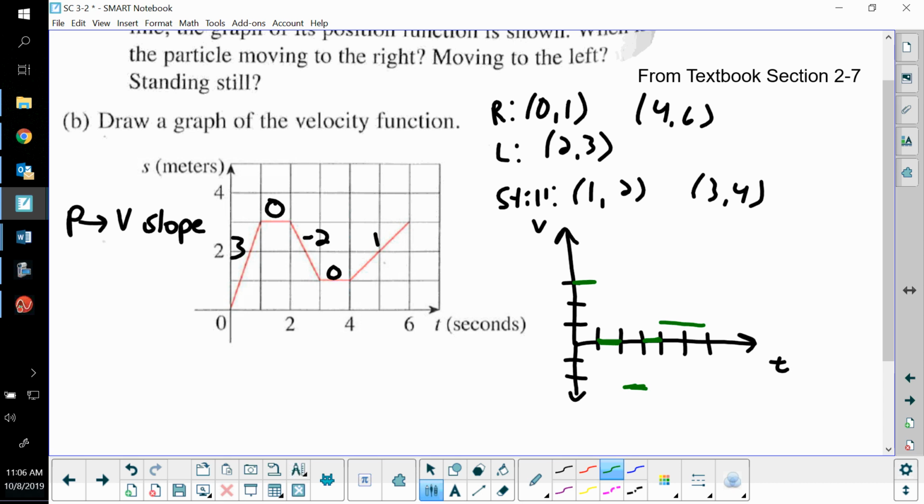So we talked about how the slopes in the position graph gave us the coordinates in the velocity graph. So in other words, the slope in the position graph, s of t, equals the y value in v of t. So going in reverse, the y value in v of t would tell you the slope. Like here, the y value is 1, so we should have a slope of 1 in the original graph.